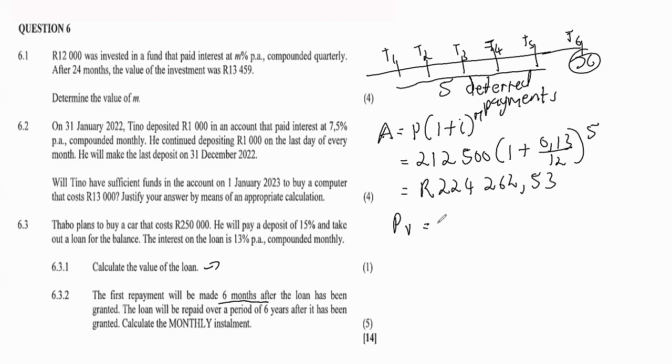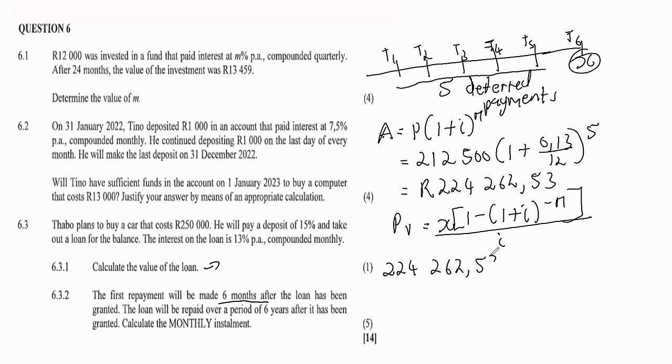So we have x times 1 minus 1 plus i to the exponent of negative n, over i. And then we go ahead and substitute our present value, which is now the one that has grown with interest to that amount. And then the x amount, that's what we are looking for. We have 1 minus 1 plus interest, which is 0.13 over 12. Now the issue of the n here, do not be confused. We know that 6 years is 6 times 12, which will give us 72 months.